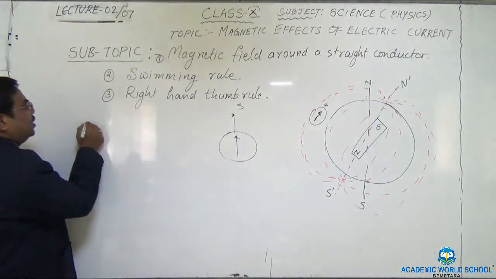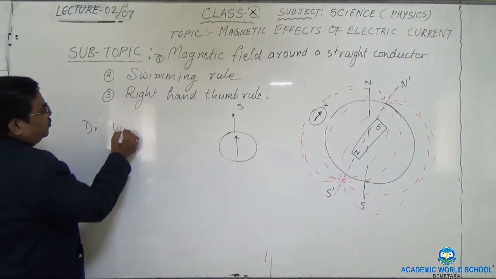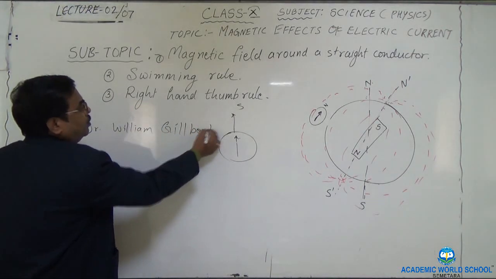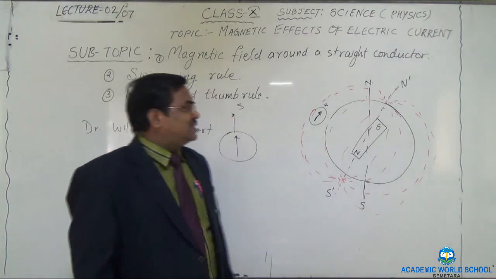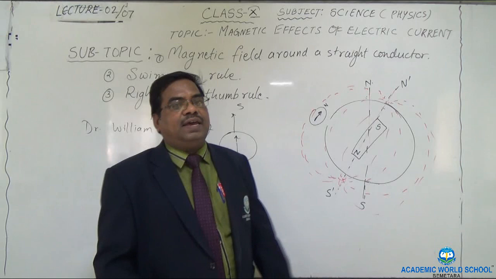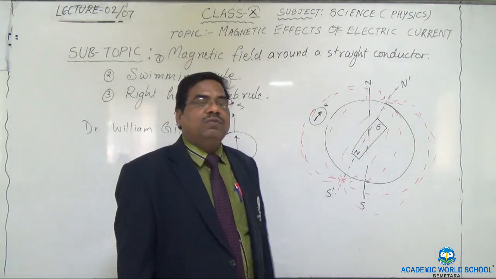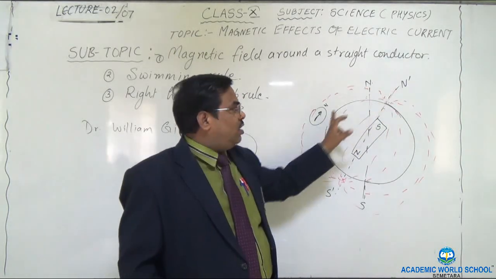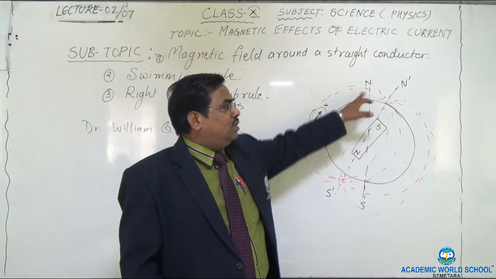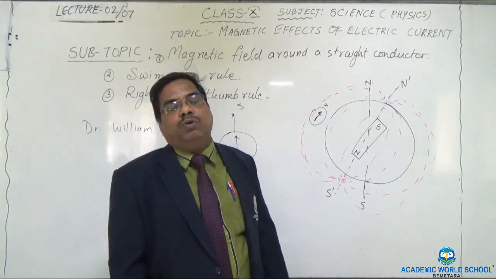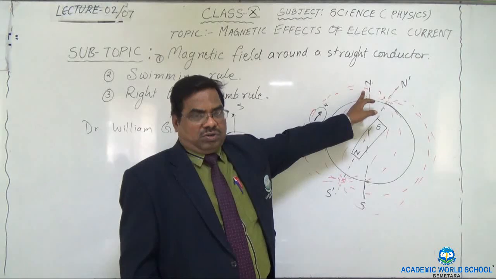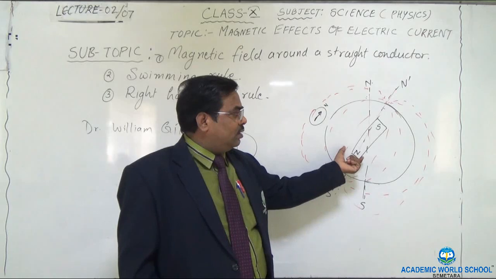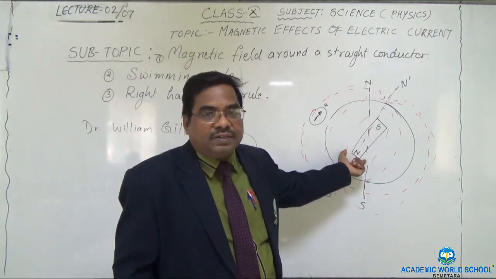Dr. William Gilbert discovered this, and he said that our earth is a huge spherical magnet which has the south pole in the north direction. That's why all north is attracted in this direction, and we are able to locate that this is north. And in the south pole there will be a north pole of the magnet.